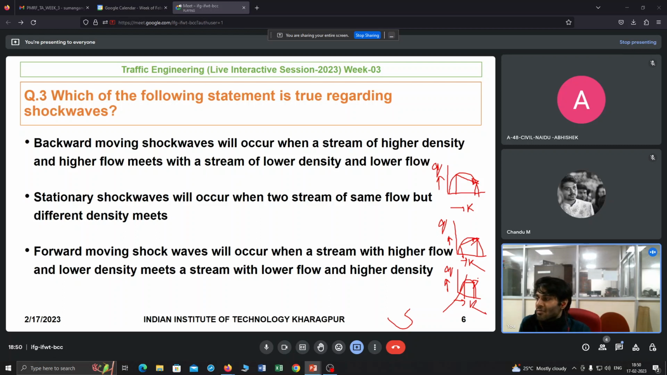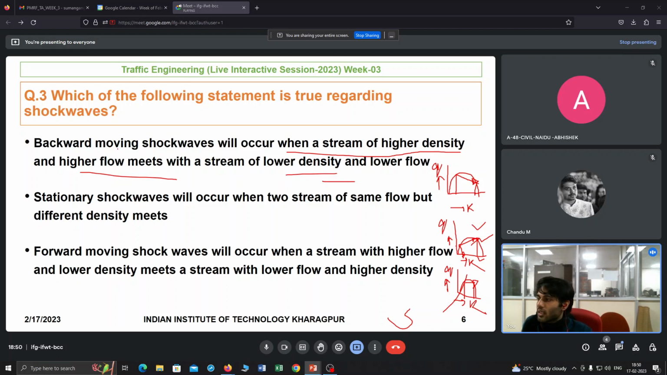Okay. So let me just discuss one by one. Here it is saying a stream of higher density and higher flow. So suppose a stream of higher density and higher flow meets a stream of lower density. See here, this Q is lower than this Q, right, and this K is lower than this K. That means the stream of higher density and higher flow meets a stream of lower density and lower flow. Both are low and low and high, the first scenario, and the second, this diagram.